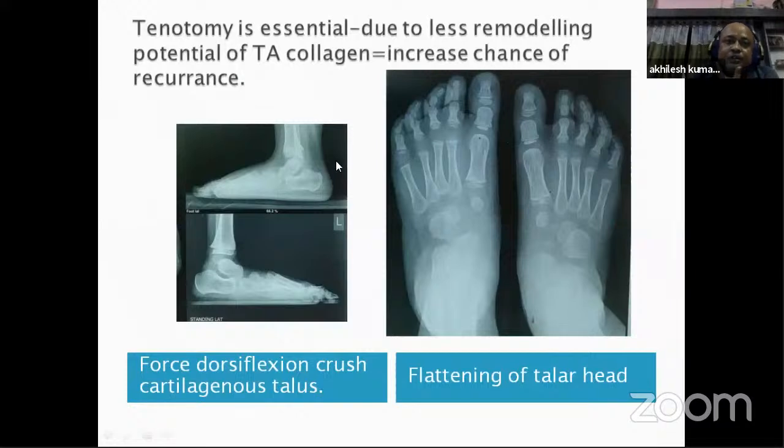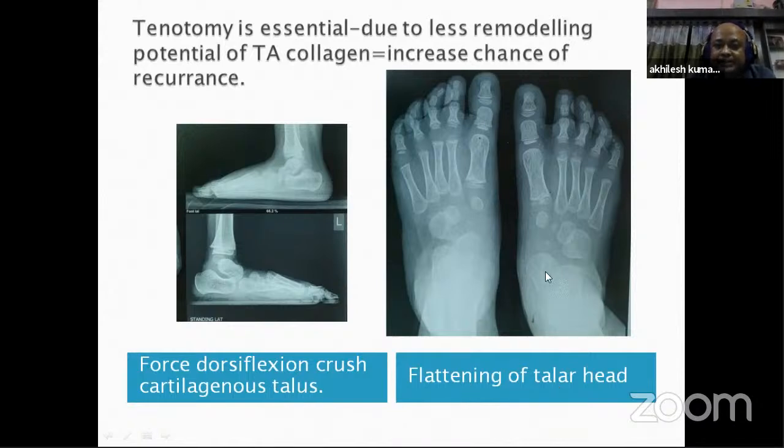And why is tenotomy essential? Because it has been said that due to less remodeling potential of the tendo-achilles collagen, if you do not do tenotomy, there may be an increased chance of recurrence. Another thing is that if you do not do tenotomy and you do forced dorsiflexion, the cartilage will be crushed, and then there will be flattening of the talar head.